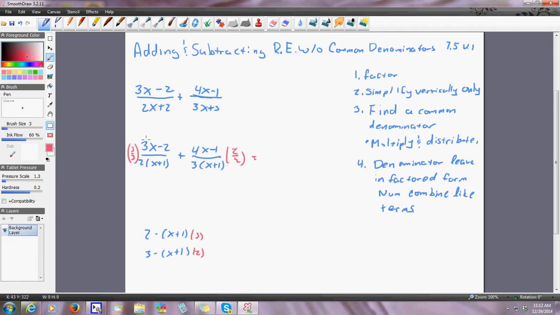So when I do that, this is going to become (9x - 6) over 2, well, 2 times 3 is 6, times (x + 1), plus, and here I get (8x - 2) over 6 times (x + 1). Now, it says denominator leave in factored form, so I'm going to leave this as 6 times (x + 1). And it says numerator combine like terms. 9x plus 8x is 17x. Negative 6 and negative 2 is negative 8. That's it. I'm done with that one.